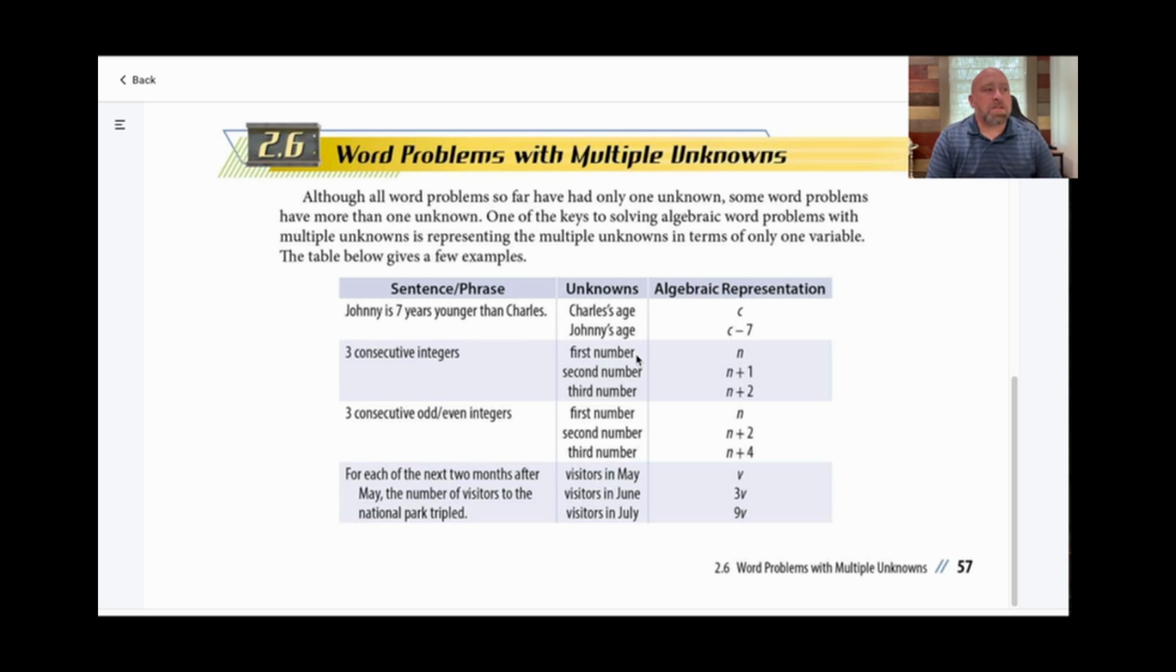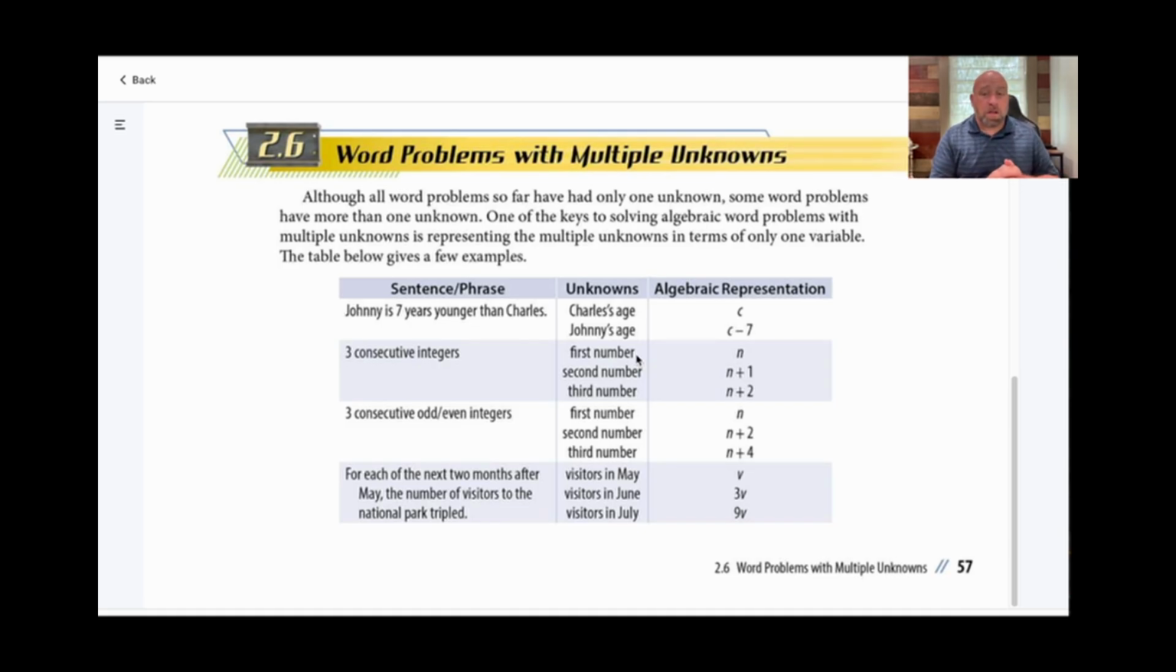The next one says three consecutive odd or even integers. Again, the same thing. The first one is the one that we don't know anything about. That's our n, that's our number, our x, whatever you want to call it. And then the next one would be our n plus 2. And you might say, why n plus 2? Because it skips a number, because it's odd or even. So it's 1, 3, 5, 7, 9, or it's 2, 4, 6, 8.